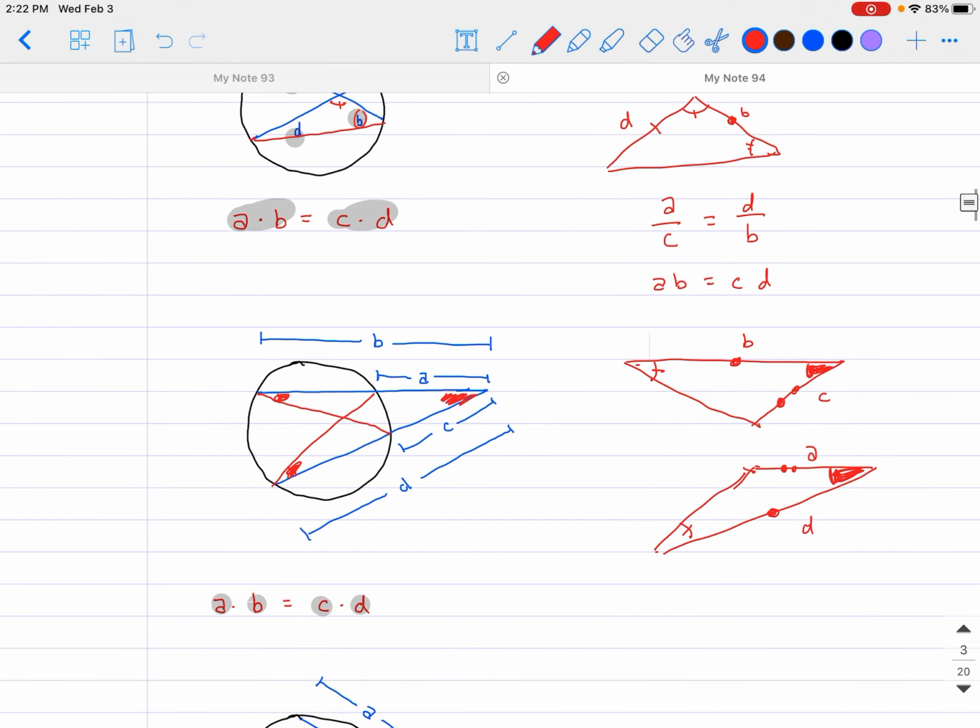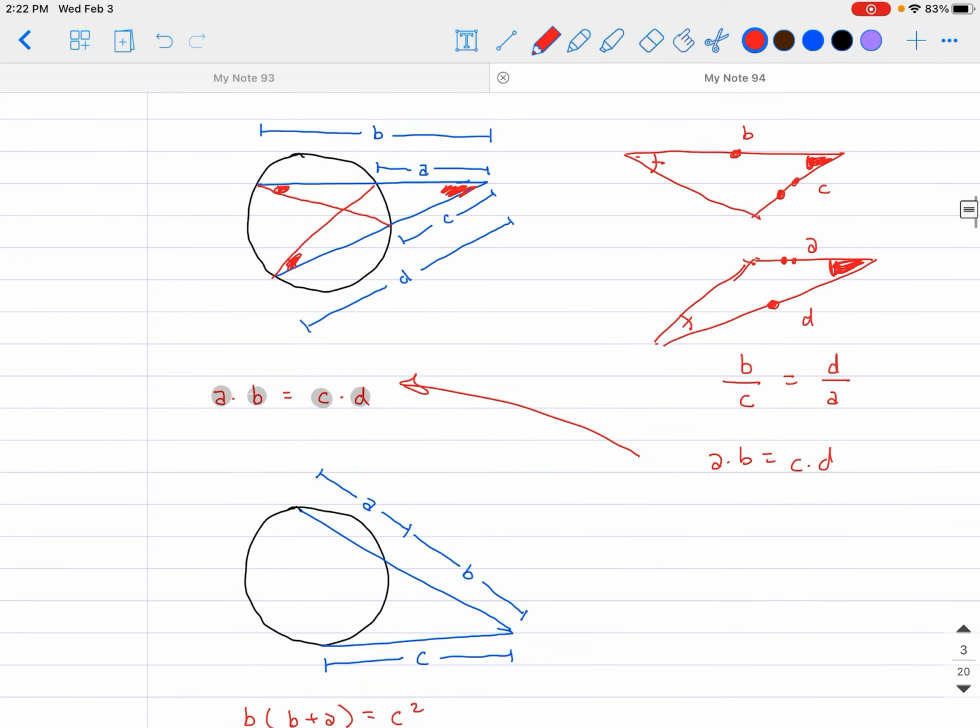So in terms of setting up what we have, we can say B over C is equal to, for the other side, D over A. And if we cross multiply once again, we have A times B is equal to C times D. So there it is right there.